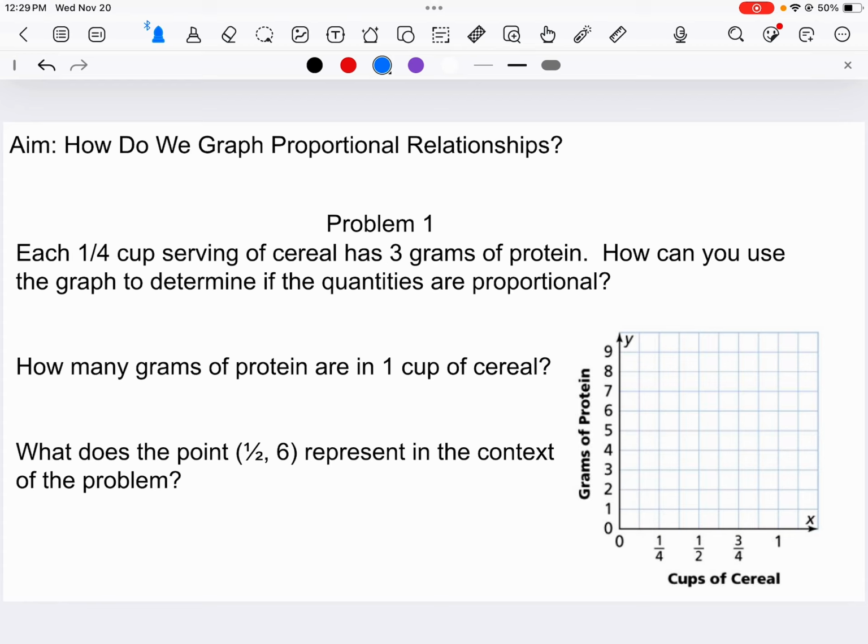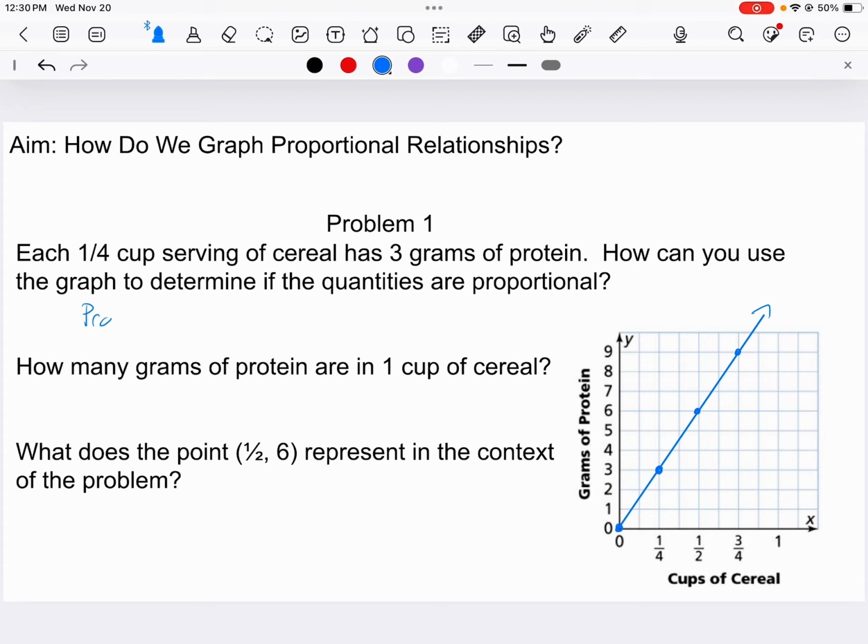In this problem, we're talking about the number of cups of cereal and how many grams there are. We want to use the graph to determine if they're proportional. So I'm just going to label the points. 1/4 of a cup is 3 grams. So that means if I have half a cup, I would have 6 grams. 3/4 of a cup, I would have 9. And if I have 0 cups, I don't need any cereal, I have 0 grams.